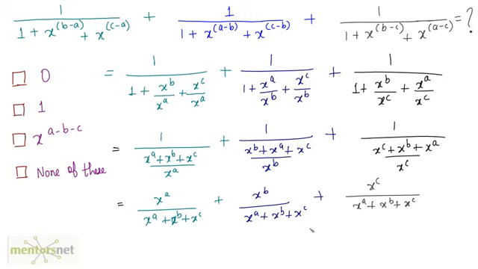So now we can take the denominator common because the denominators are same. So I can write this as, in the denominator I have x raised to power a plus x raised to power b plus x raised to power c, and in the numerator I have x raised to a plus x raised to b plus x raised to c. Both the numerators and the denominators are same, so it is equal to 1. So option B is the right answer.